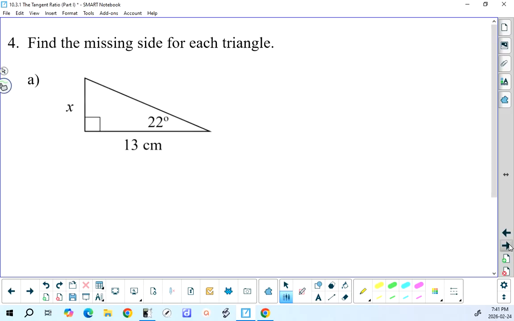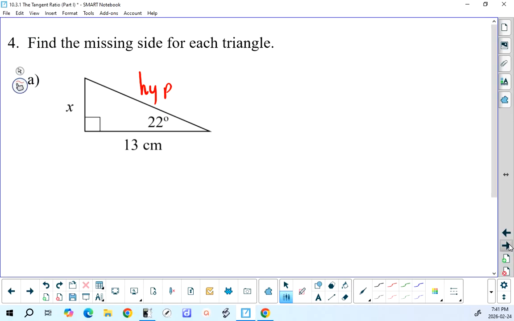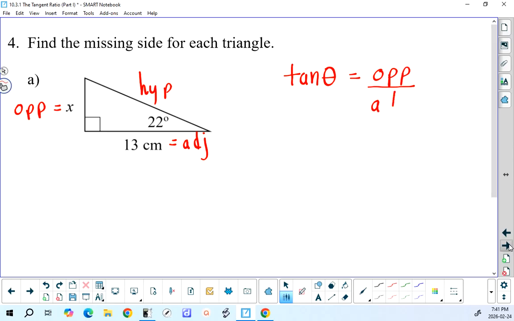All right, now we get into the application. So find the missing side. The first thing we want to do is label all of the sides of this triangle in relation to the 22 degrees. This is the hypotenuse. X is the opposite side. And 13 centimeters is the adjacent side. Then we write down our formula. I'm going to call it a formula. Tangent of theta equals opposite over adjacent. And I want to pause here and point something out to you.